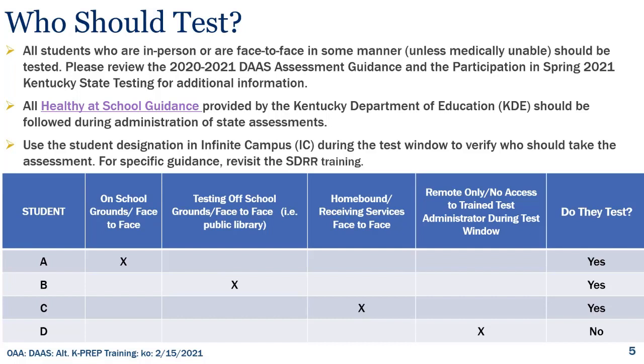The last thing I want to discuss before moving to slide 6 is the guidance documents that the Division of Assessment Accountability Support have created. The 2020-2021 Division of Assessment Accountability Support Assessment Guidance Document and the Participation in Spring 2021 Kentucky State Testing documents are available for more information regarding all testing. These should be accessible in the handouts that are provided with these trainings from the division.